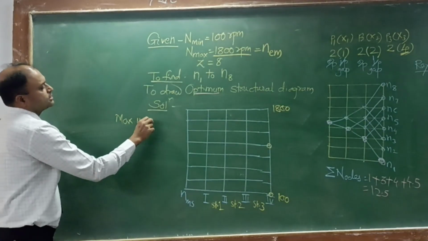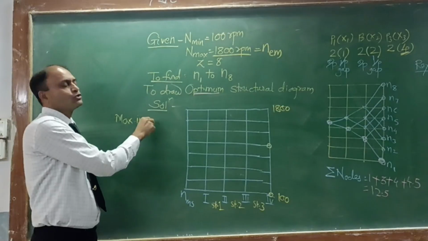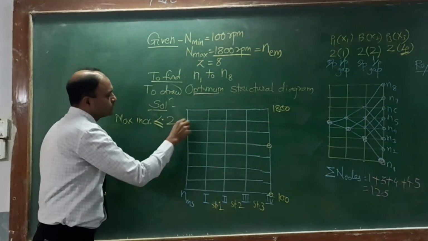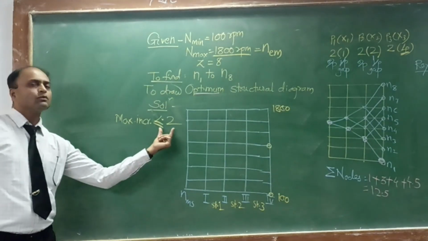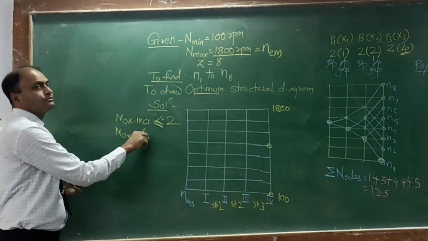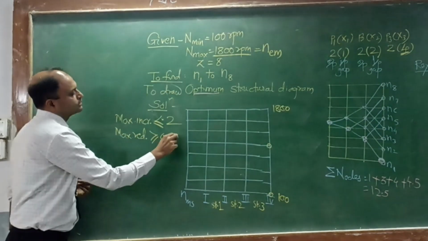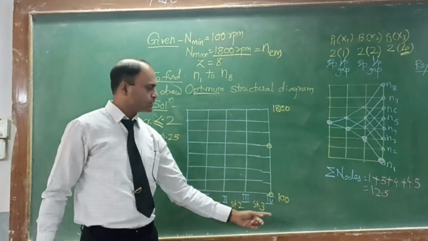इंक्रीज इन स्पीड कितना होना चाहिए? Maximum increase should be less than or equal to 2. Maximum reduction should be greater than or equal to 0.25. इसके लिए आपको सभी स्पीड यहाँ पे पहले लिखने होंगे. Okay, so tell me next.